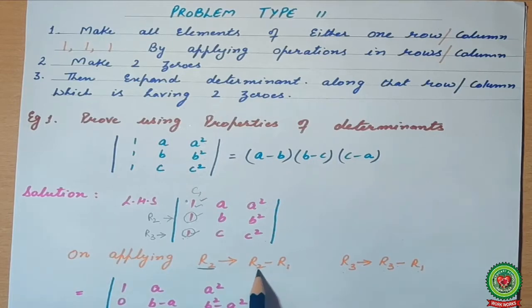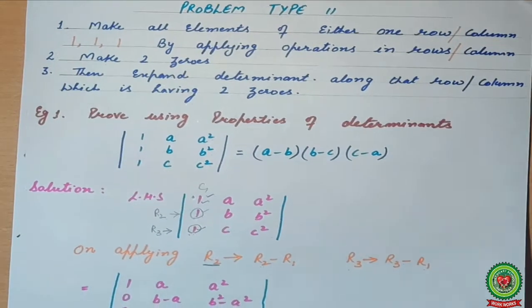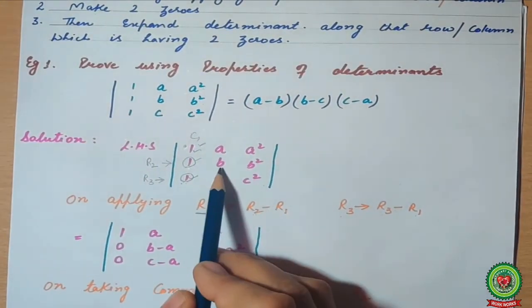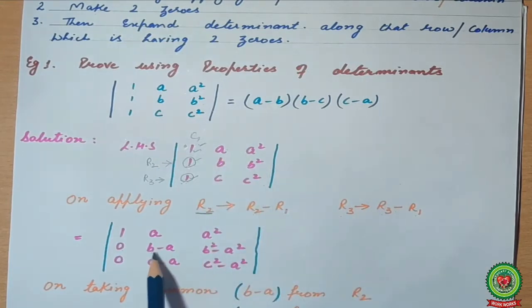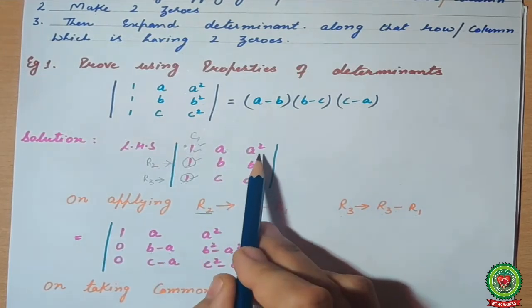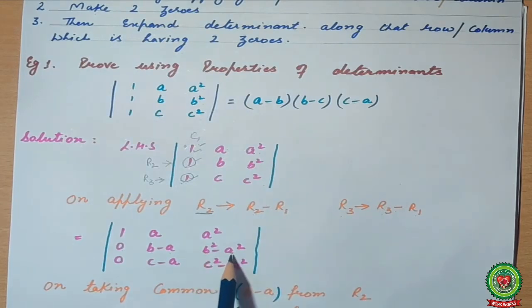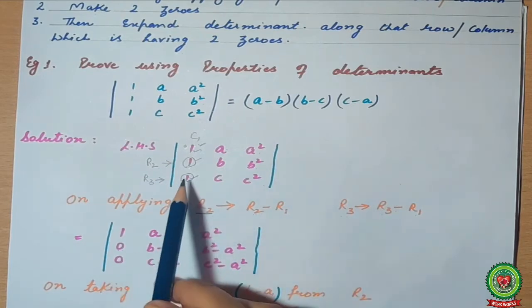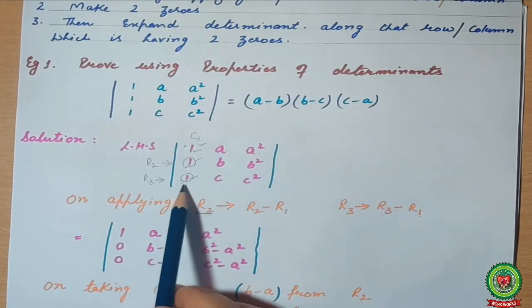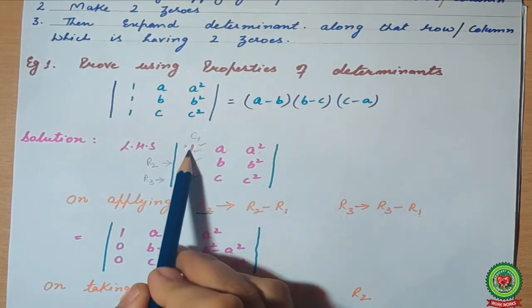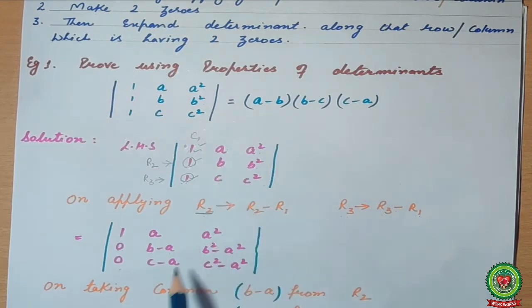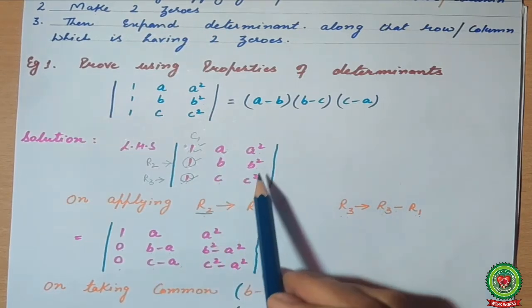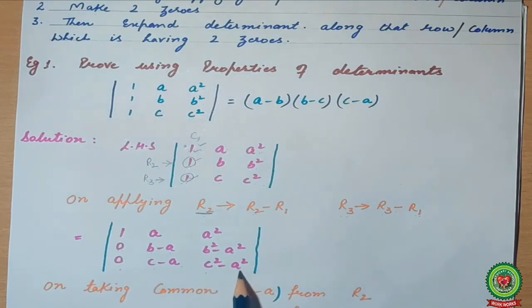Now when we apply the operation, 1 minus 1, 0 is there. Now second case. This element is b minus a, b minus a. b square minus a square, b square minus a square. This is the second row, already changed. Now it's the time for the third row. Third row, R3 minus R1. R3 element is 1, 1 minus 1, 0. c minus a, c minus a. c square minus a square, c square minus a square.